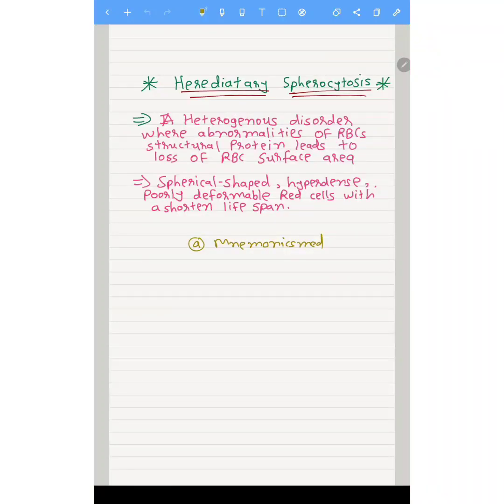Hereditary spherocytosis is a disorder where abnormalities of RBC structural protein lead to loss of RBC surface area. The RBC is spherical in shape, hyperdense, poorly deformable, with a shorter lifespan. So we can remember a few points of hereditary spherocytosis.